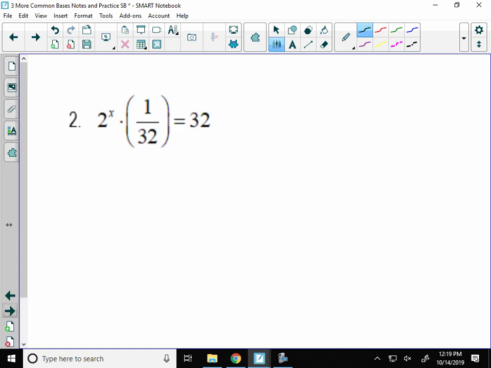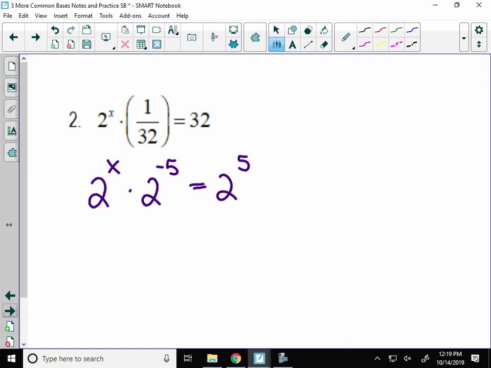2 to the x times 1 over 32 equals 32. Okay. What base am I going to use between 2 and 32? 2. Okay, so 2 to the x stays the same. What is 1 over 32 with a base of 2? 2 to the negative fifth, right? And then what should it be on the right for 32? It's just 2 to the fifth.